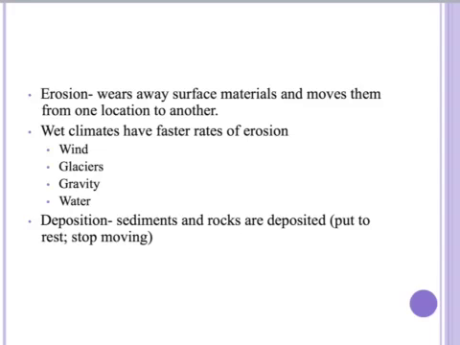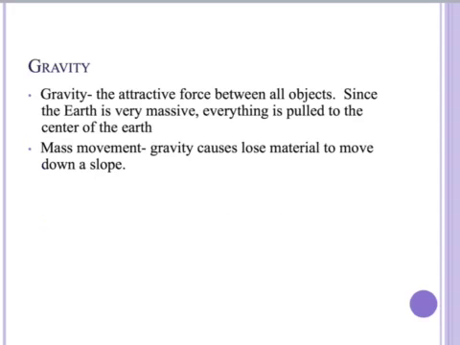Typically, wet climates are going to have a faster rate of erosion. Water will do a great amount of erosion, so wet climates will have a lot of erosion. Drier climates will too, and also cold climates. Factors that can cause erosion are wind, glaciers, gravity, and water. And deposition is when sediments are deposited or put to rest, so they stop moving.